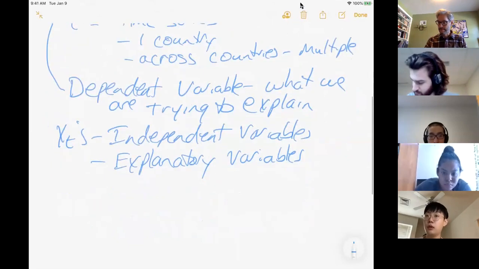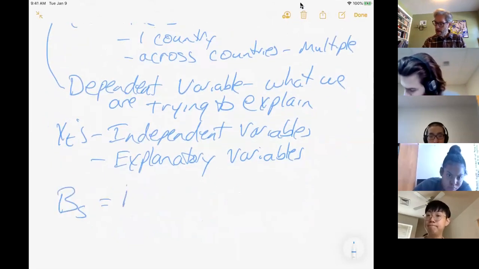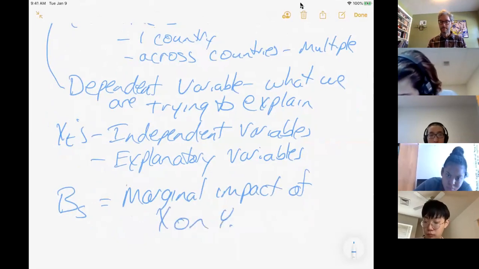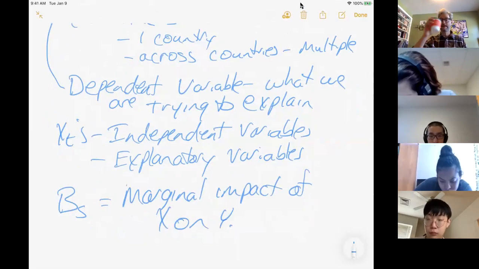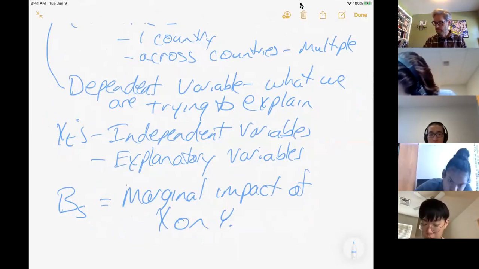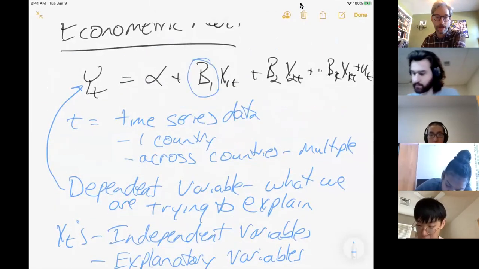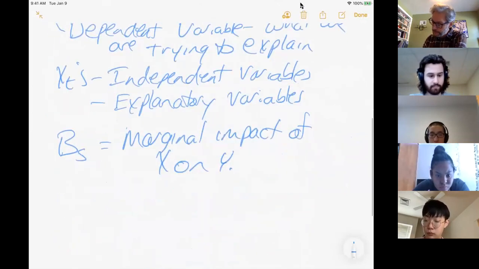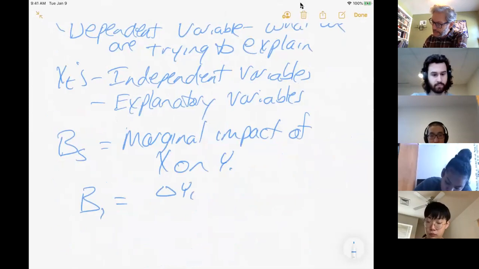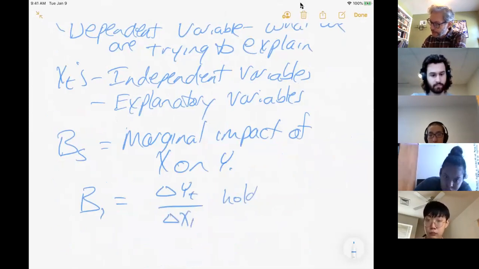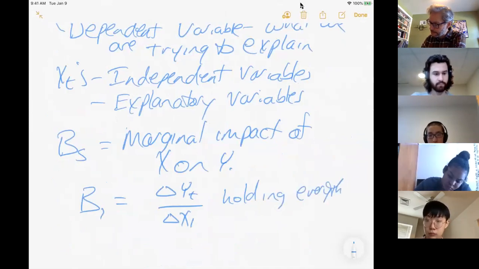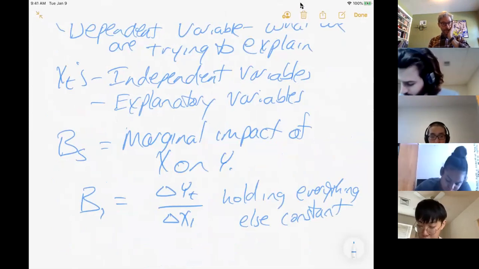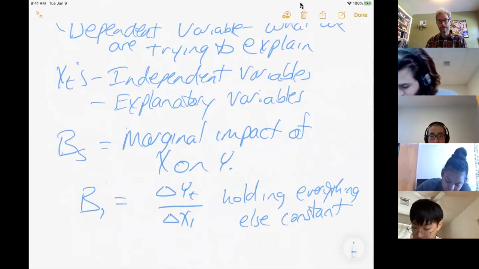What are the betas here? The betas are the marginal impact of x on y. So how much does x impact y? That's what beta is. So if we look here, for instance, beta 1 is the marginal impact of x1 on y. One way you could think about what beta 1 is, it's the change in y from a change in x1 holding everything else constant. So holding everything else constant and just changing x1, how much will y change? That's what beta 1 captures.